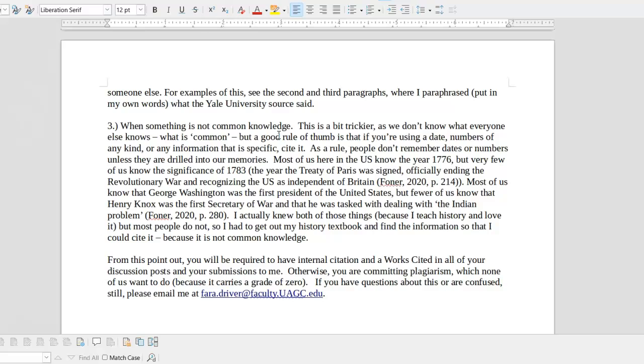One of the best tests for whether you need to cite something or not: if you turn around and say to your roommate or your significant other or someone in the house with you, if you ask them a question about a piece of information and they don't know it, then it's not usually considered common knowledge and therefore it must be cited.